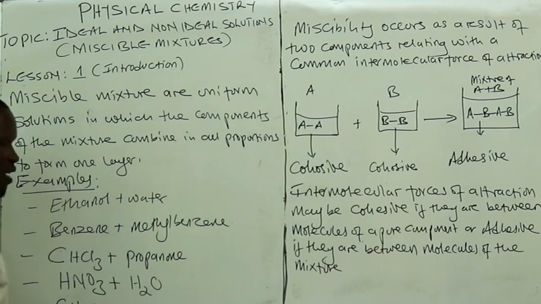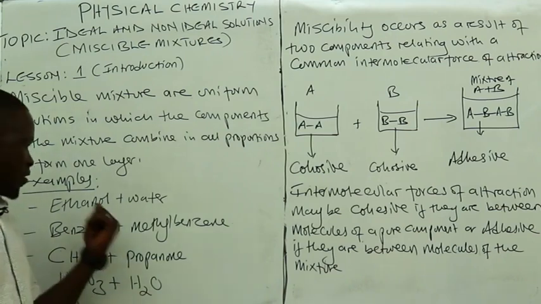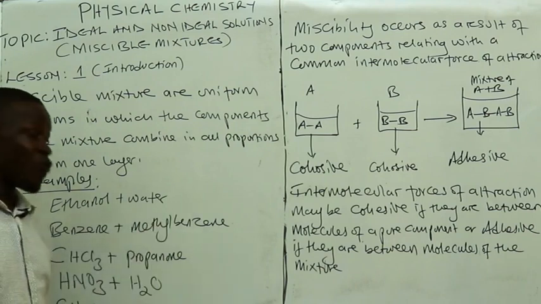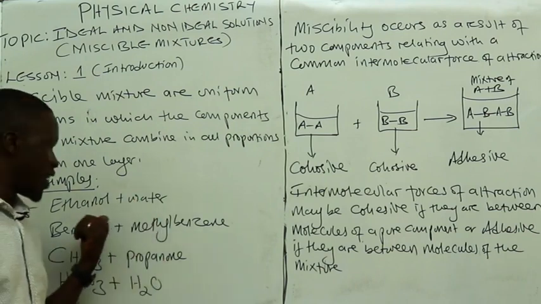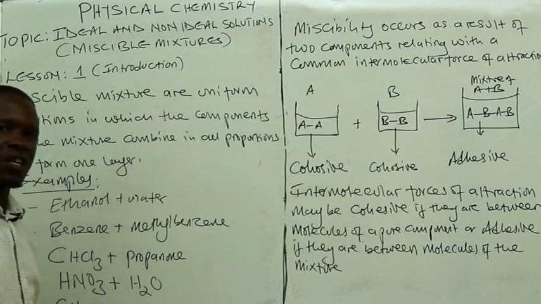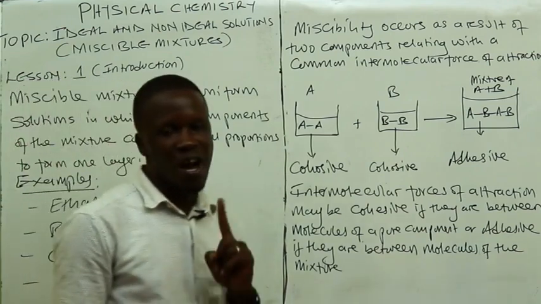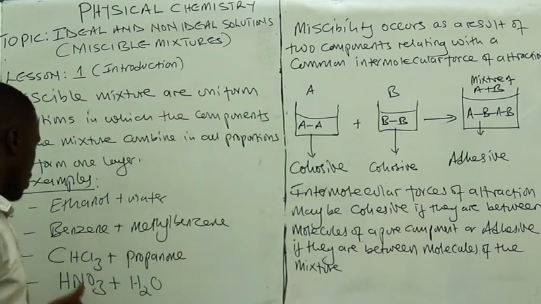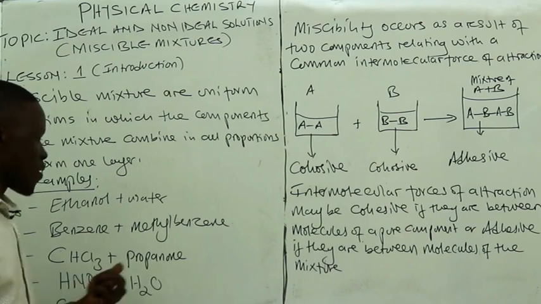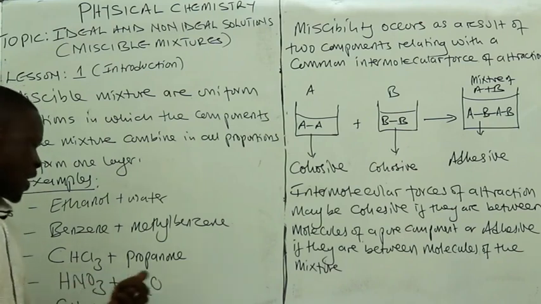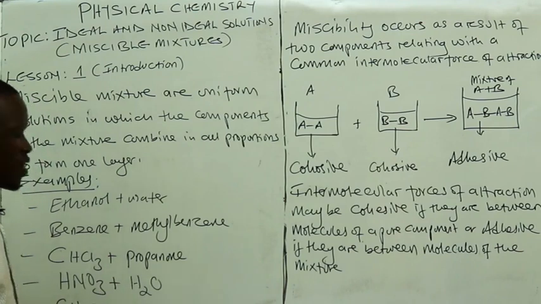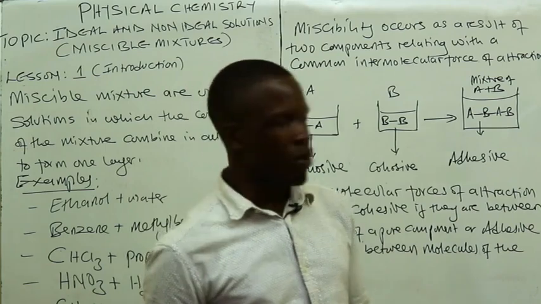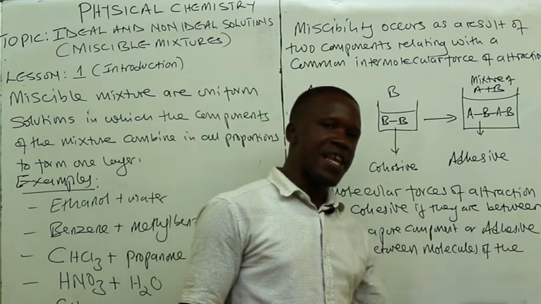So in all these examples we are seeing, there is a common intermolecular force of attraction between ethanol and water. Water finds a way of relating with the ethanol molecule such that we have an adhesive force of attraction between the mixture. The same happens to benzene and methylbenzene, trichloromethane and propanone, water and nitric acid, methane and water. There is always an intermolecular force of attraction, which we are calling the adhesive.